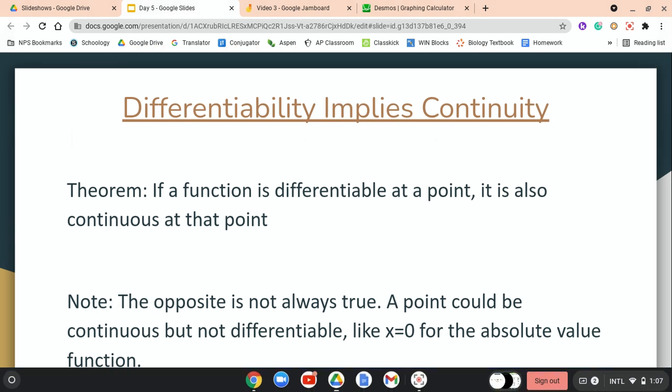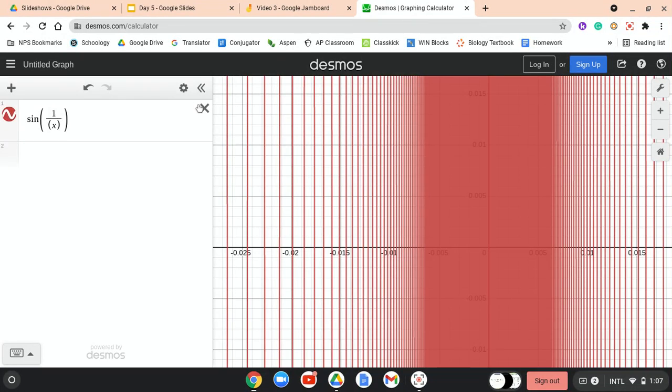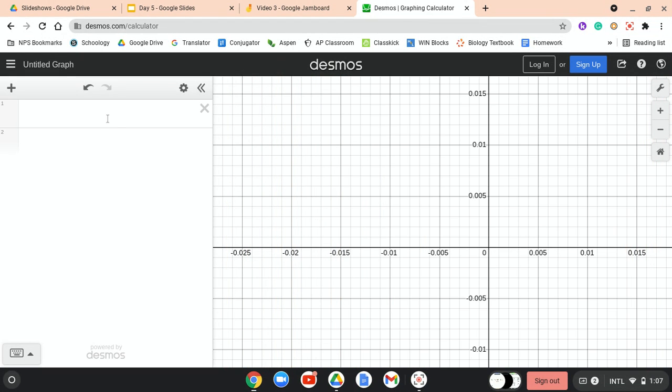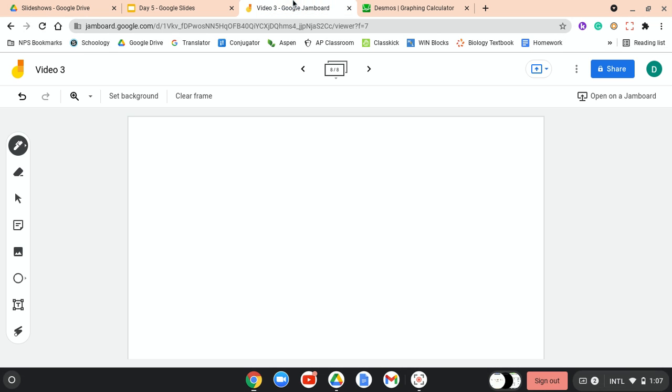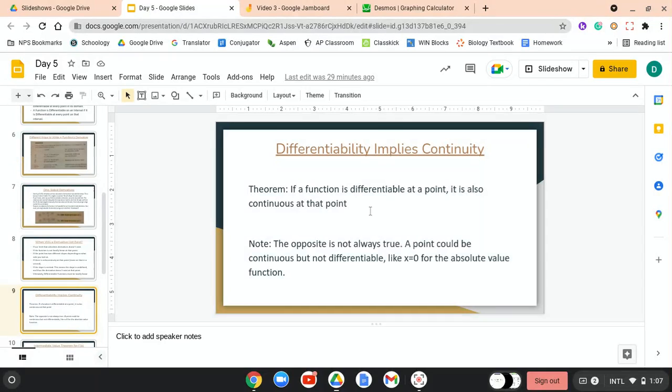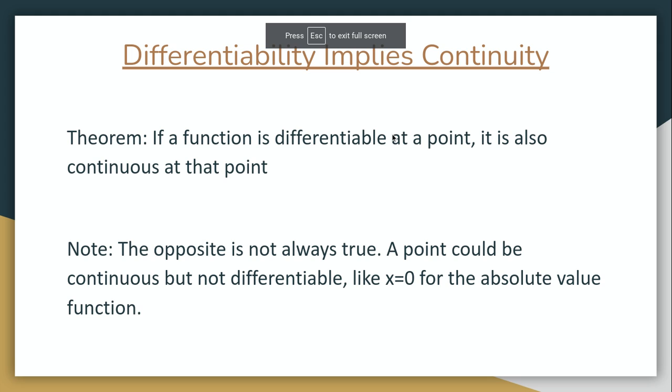Note that the opposite is not always true. The key example is the function we were using earlier, the absolute value of x. Notice how the function is continuous at x equals 0, right? You can draw through it with one pencil stroke, but it's not differentiable there. We explained why it's not differentiable here. So continuity does not imply differentiability. You can't say the opposite is true, but you can say differentiability implies continuity. If a function is differentiable, it's continuous there.